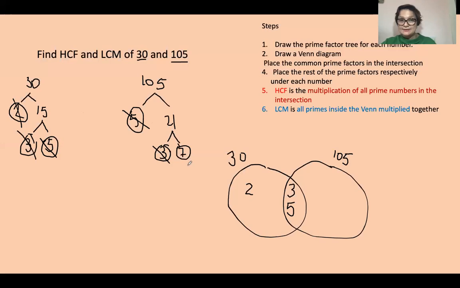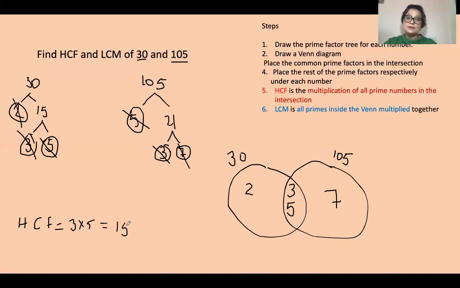And of course, 7 is another prime, but cannot be in the intersection because it's not a common factor for both 30 and 105. So place the 7 here. There you go. So highest common factor is the multiplication of all the primes, the prime numbers inside the intersection. And so highest common factor, I'm going to write it here. Highest common factor is equals 3 times 5 equals 15.